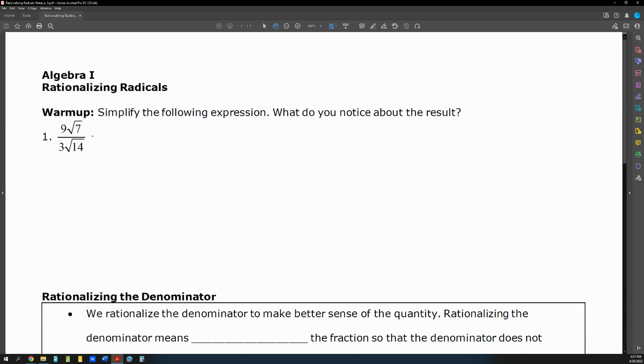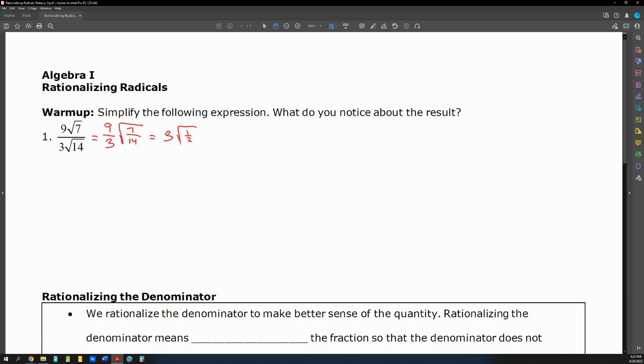So we know that dividing radical terms, we can just divide the numbers in front, so 9 divided by 3, and then our radical, the square root of 7 over 14. Simplifying, we have 9 divided by 3 is 3, and then square root of 7 divided by 14 reduces to 1/2. Now, what do you notice about the result?